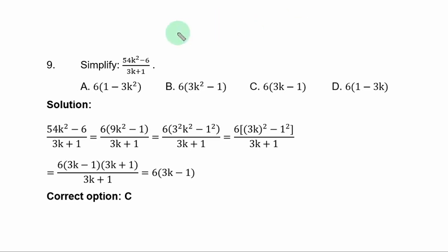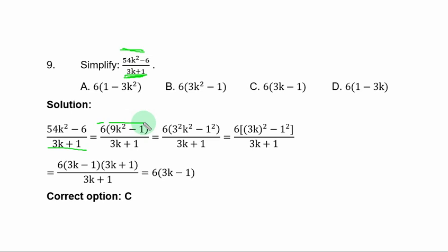Question 9. Simplify 54k squared minus 6 over 3k plus 1. Clearly, 3k plus 1 is already in simplest form. So the numerator, let us begin by factoring out the common term, that is 6. So this is the problem. If you factor out 6, you are left with 9k squared minus 1. Now it's getting better. Already k is squared. You can express 9 as 3 squared.